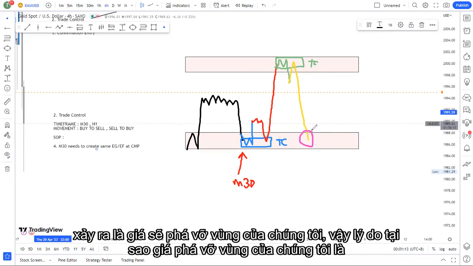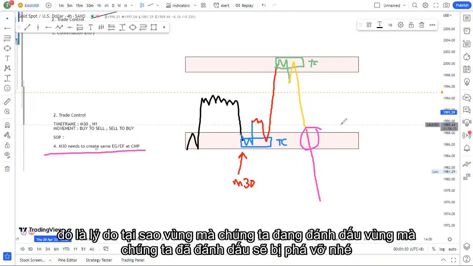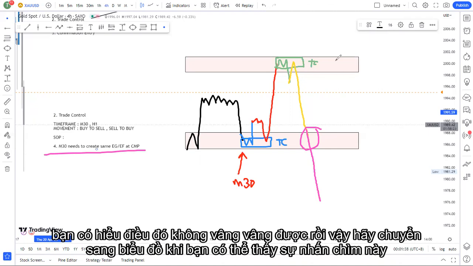And what if at this current market price there is no engulfing buy? What is going to happen is the price is going to break our zone. The reason why the price is breaking our engulfing buy zone is because there is no SOP number 4. So that's why the zone that we already marked will be broken. Do you understand it? Yeah, understood. All right, so let's move to the chart.